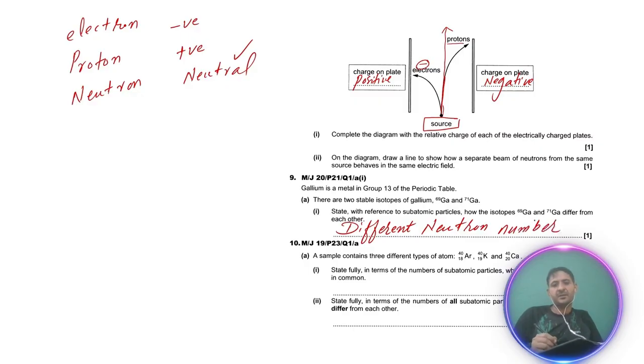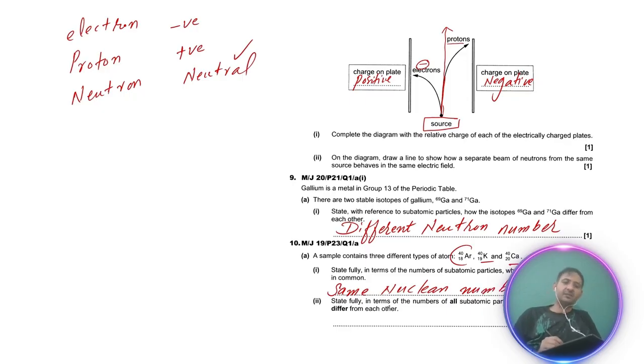A sample contains three different types of atoms: argon, krypton, and calcium. They have the same nucleon number: 40, 40, and 40. State fully, in terms of the number of subatomic particles, what these three atoms have in common. They have the same nucleon number, 40.